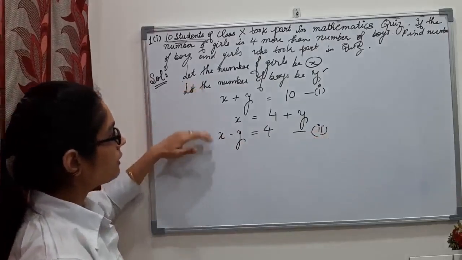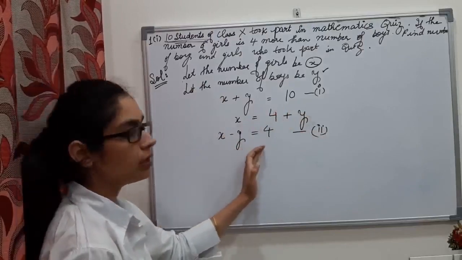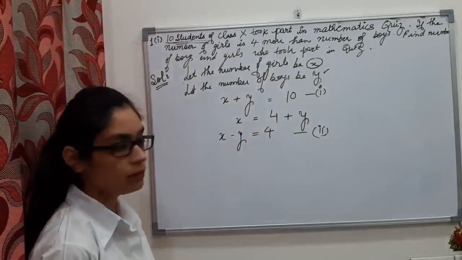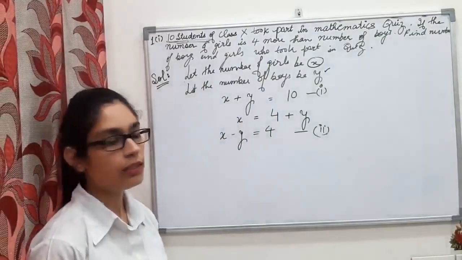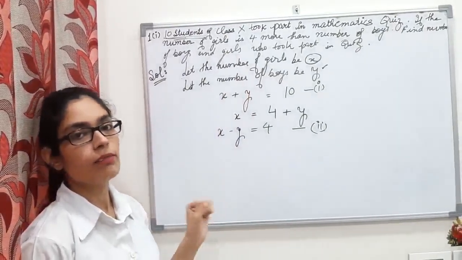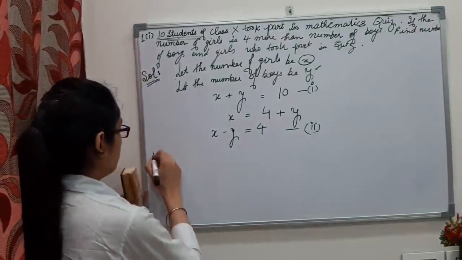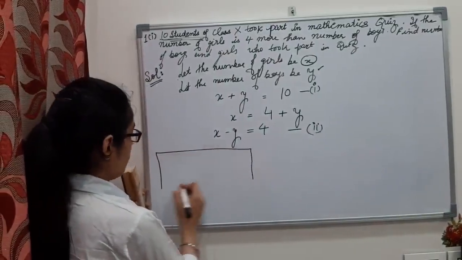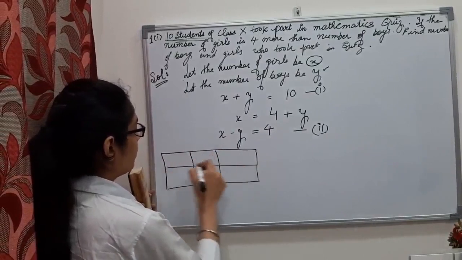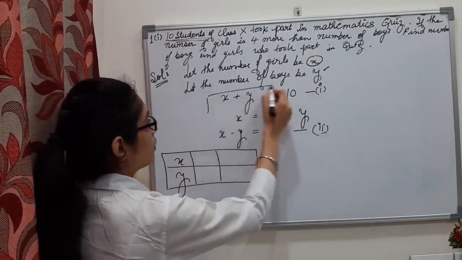We have got now two equations: x plus y is equals to 10 and x minus y equals to 4. Now since we have learned to find the solutions graphically, we will plot the graph by using these equations and find the values of x and y. In the same way, we will find values for x and y like we did earlier. So first we will do for this equation.